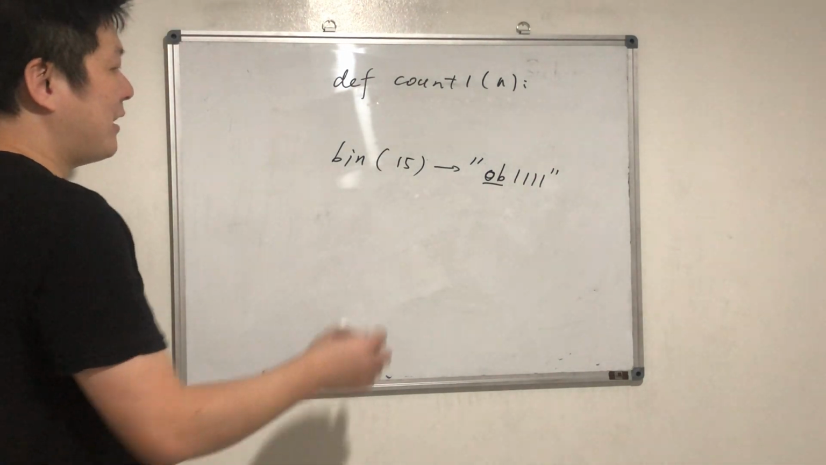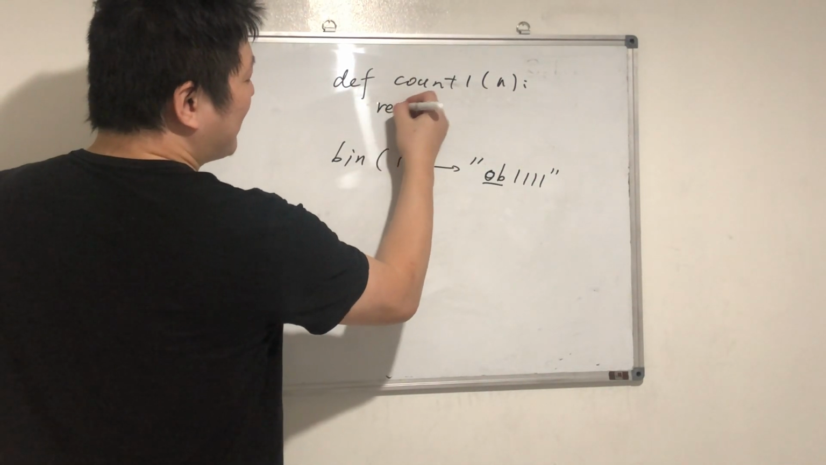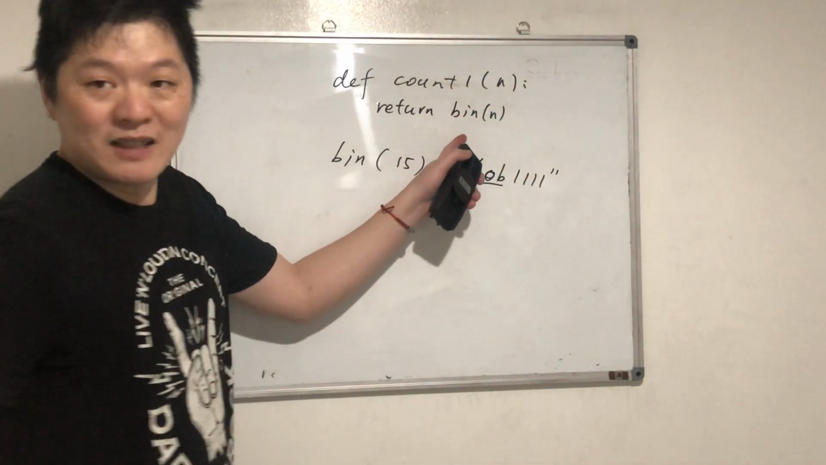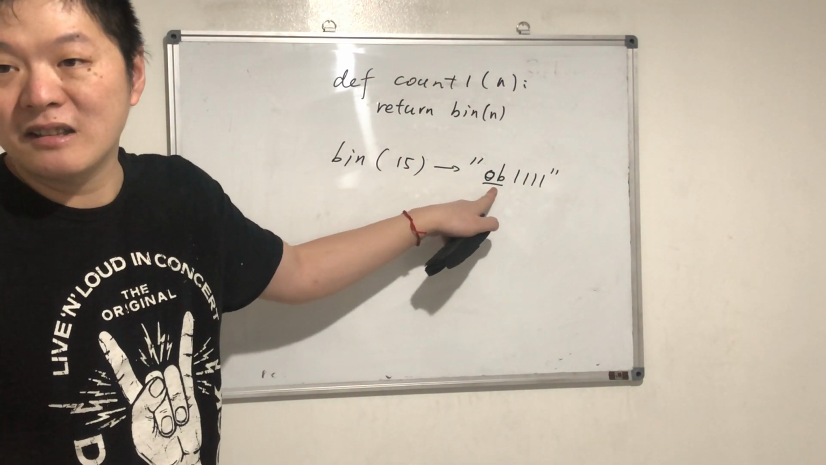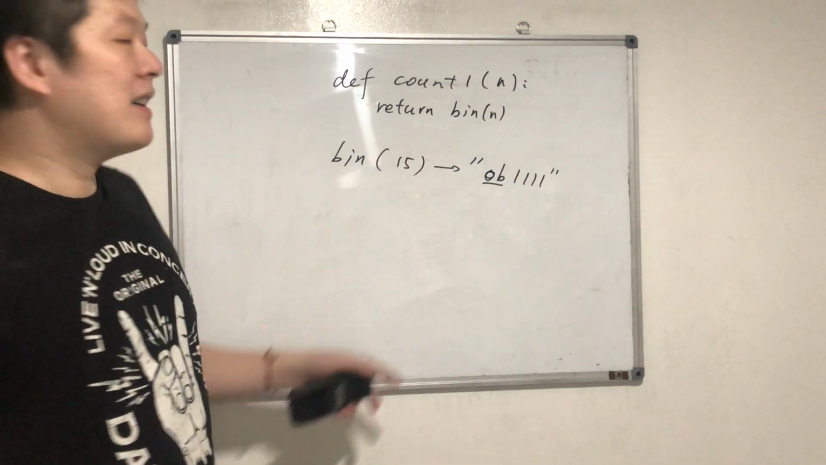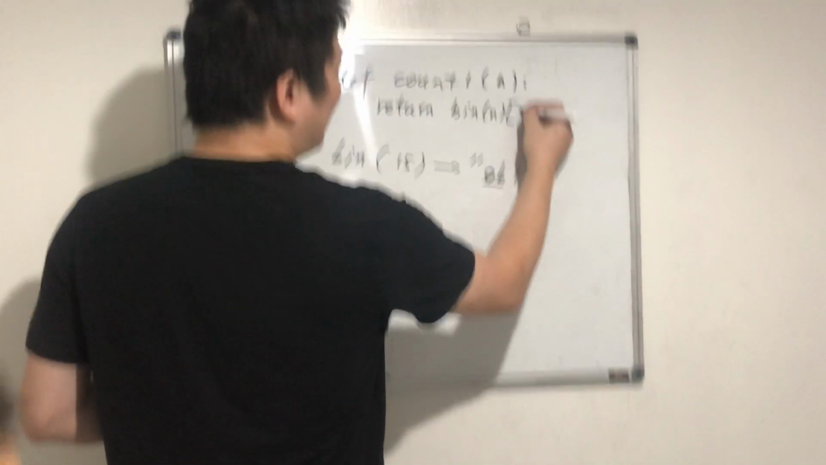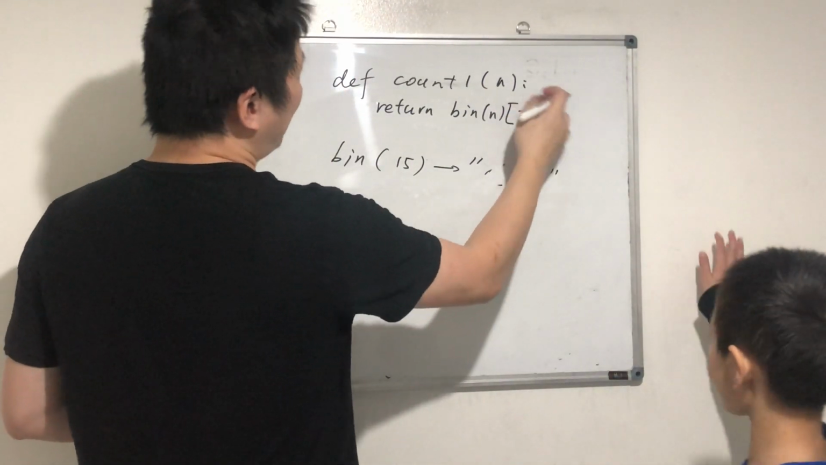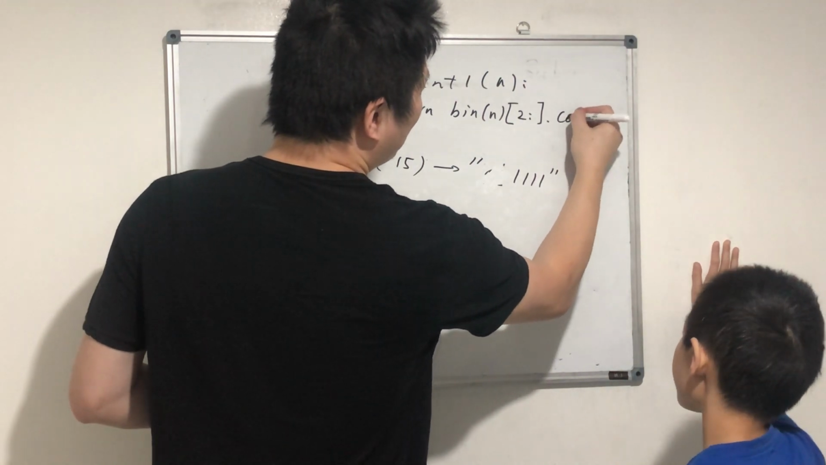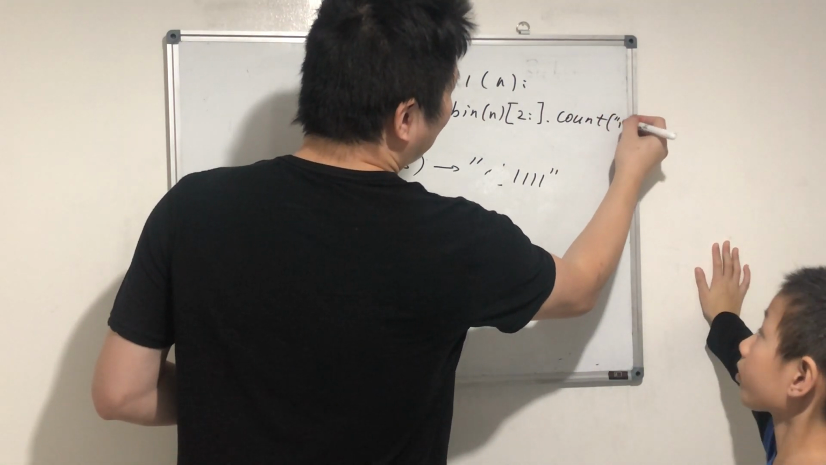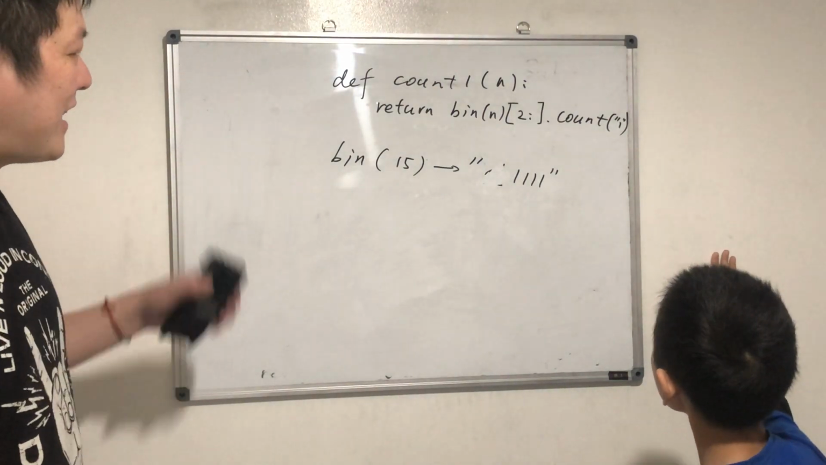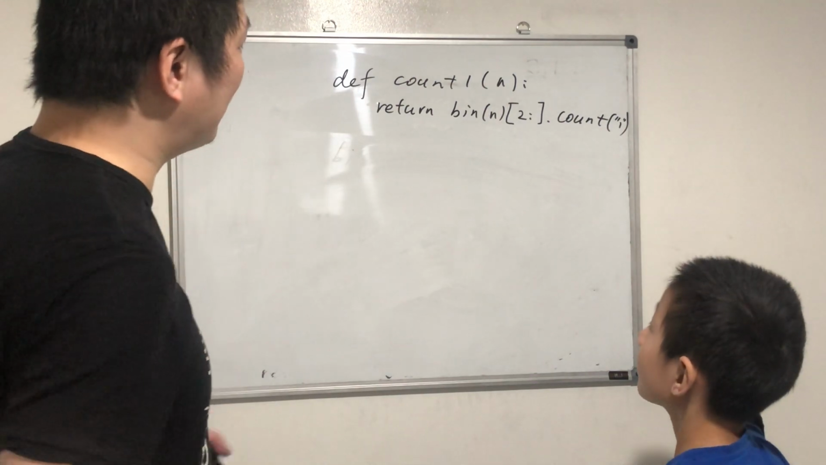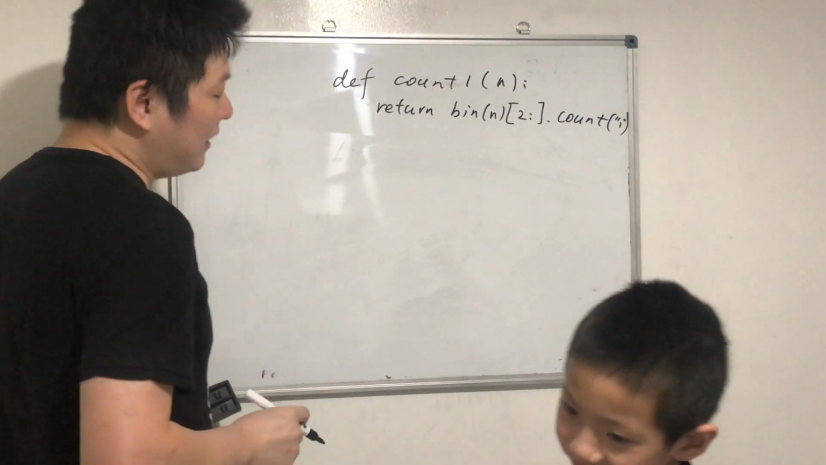So then we can count the bits. How can we do this? We can first convert n with bin. But we don't want these two prefix characters. We can just do this, then you get rid of them, or we don't need to get rid of them. And then after that we do what? Count 1. Okay? That's it. Do you still remember? That looks pretty short.